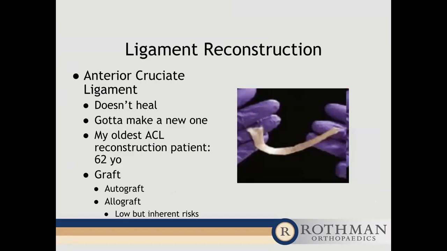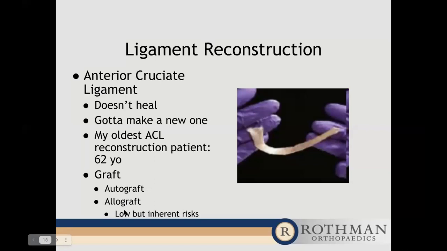Okay, so let's talk about the anterior cruciate ligament, the ACL. Unfortunately, it does not heal. So as surgeons, we have to make a new ligament, whether we take it from you or from a donor. My oldest ACL reconstruction patient is 62 years old, and she did fantastic. We used a cadaver graft on her knee. So we either take an autograft, which means a graft of some kind of tendon from you, and there are multiple different options, or we take it from a deceased donor.